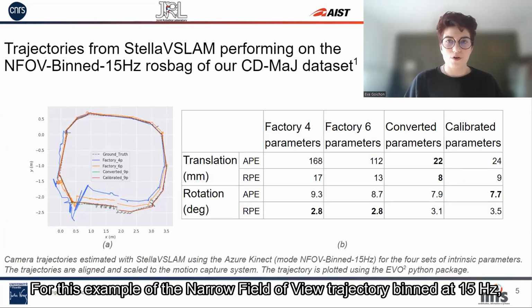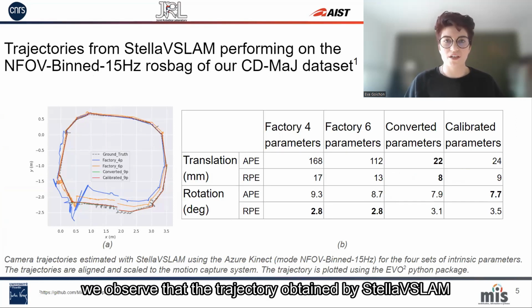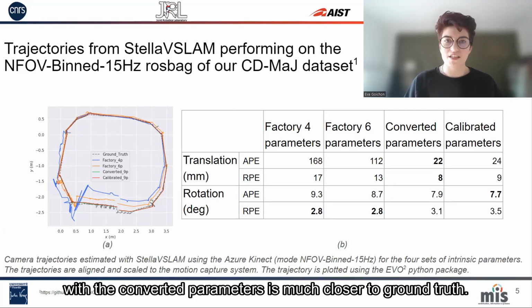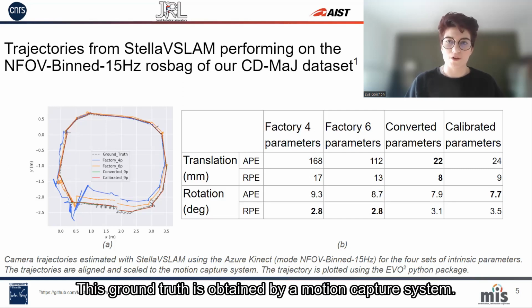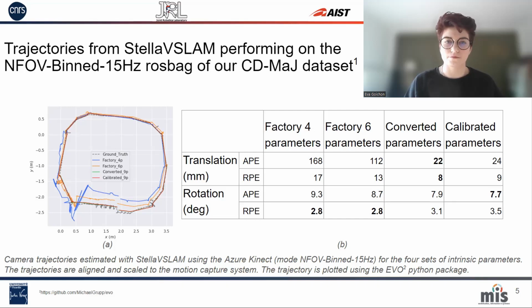For this example of the narrow field of view trajectory at 15 Hz, we observe that the trajectory obtained by Stella Veslam with the converted parameters is much closer to ground truth. This ground truth is obtained by a motion capture system.